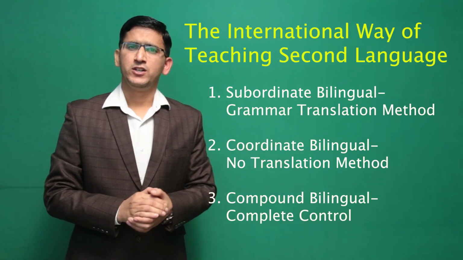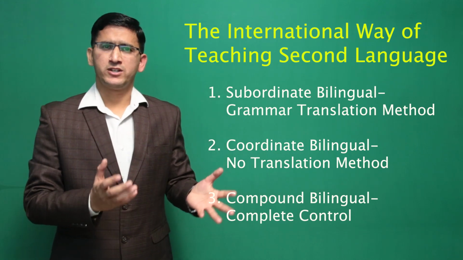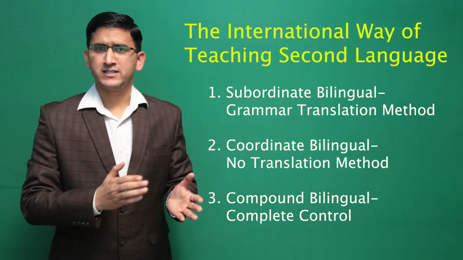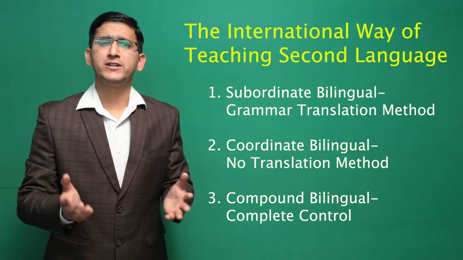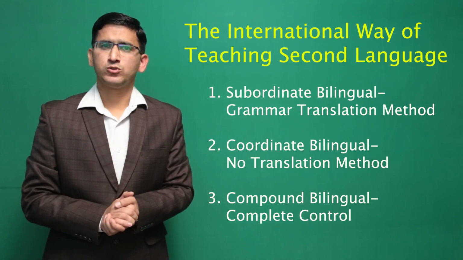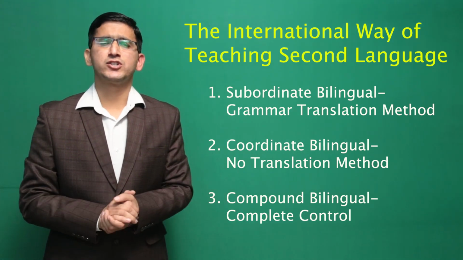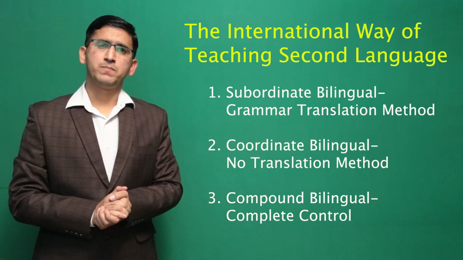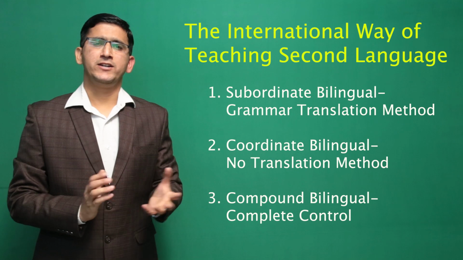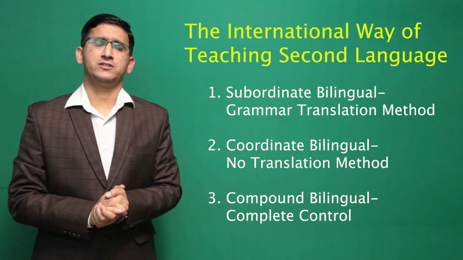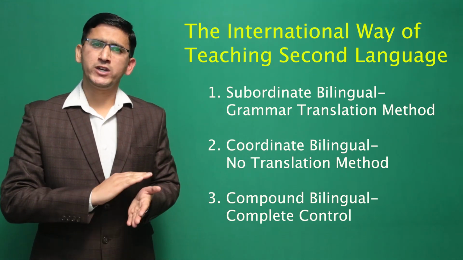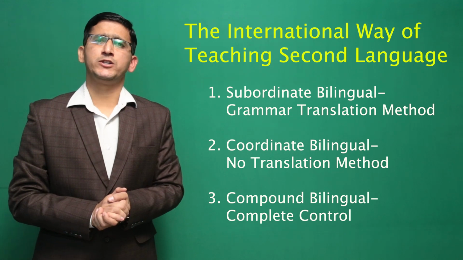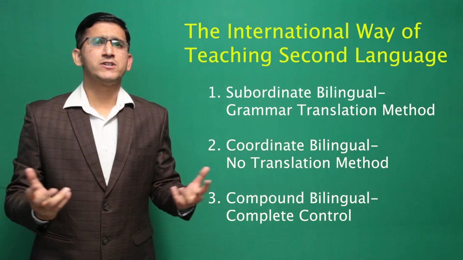In this category, we teach a student first grammar, then sentence, then we translate them and we make them understand the meaning. So this is called grammar translation method. Second one is coordinate bilingual, and it is also called no translation method. Here, because if you keep translating, you'll never be able to think and speak this language fluently.